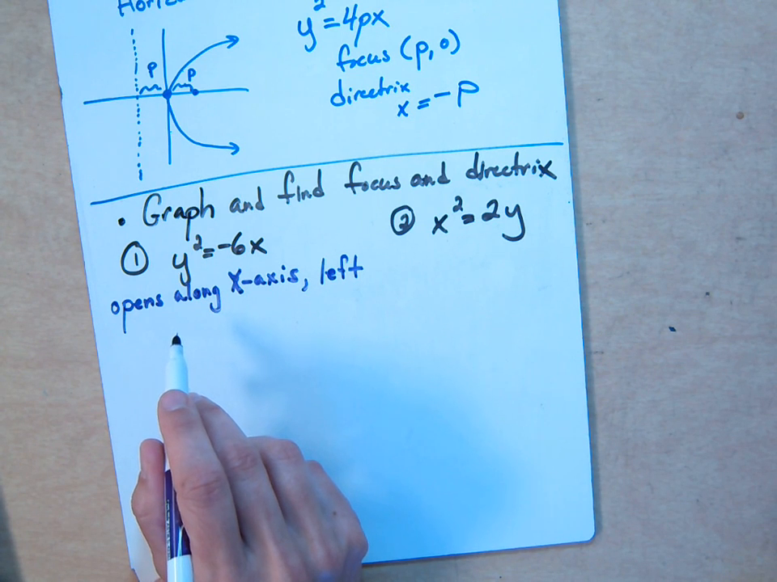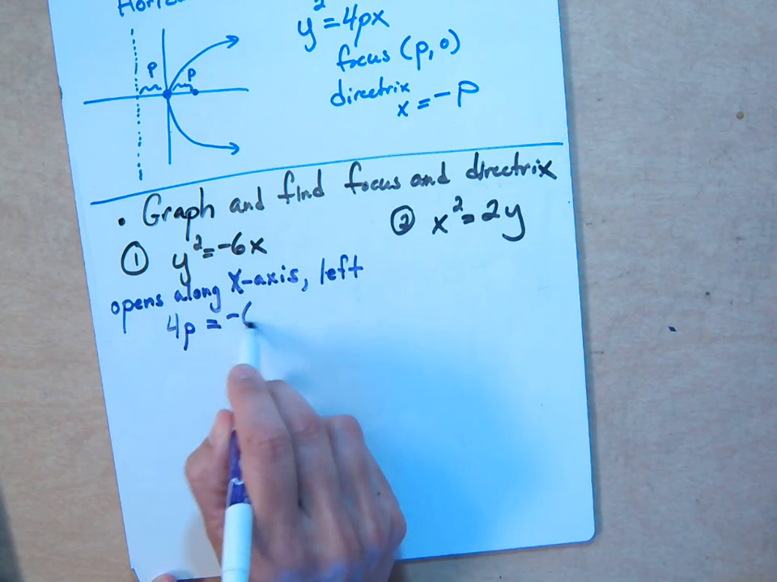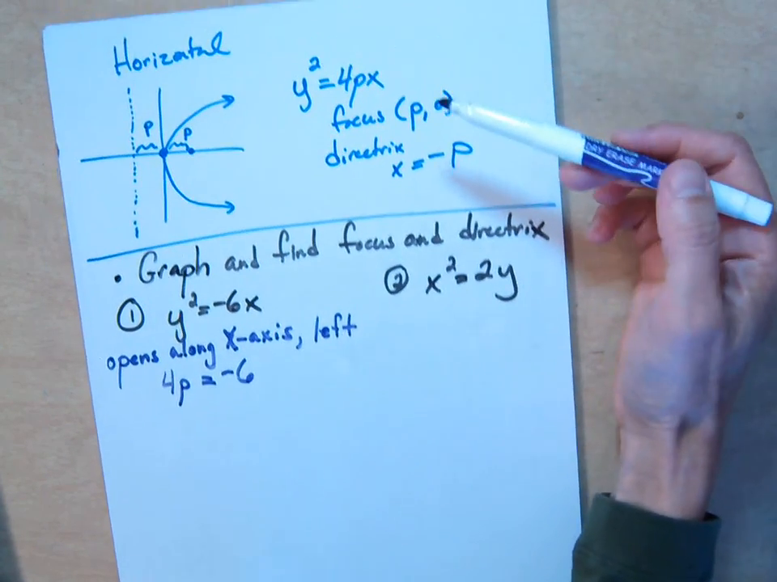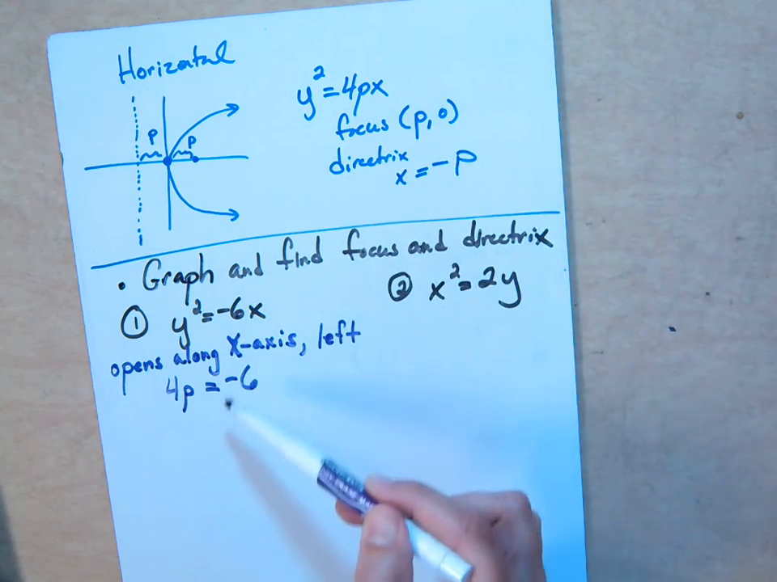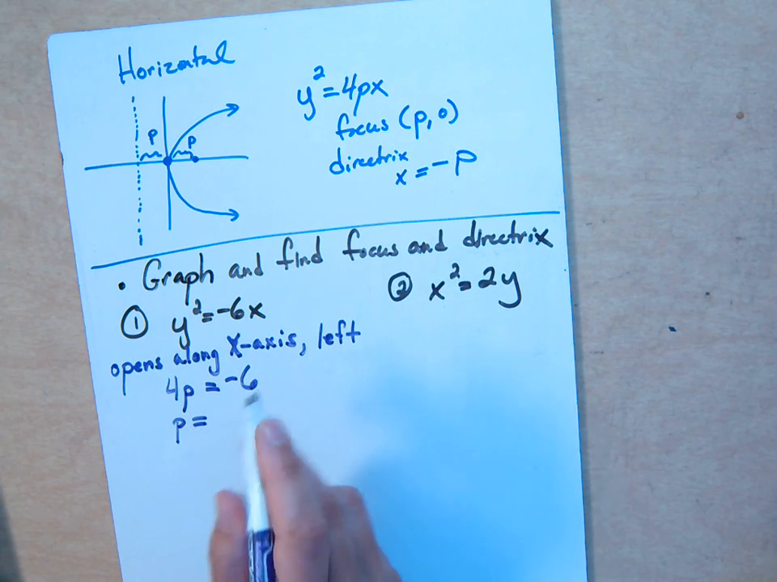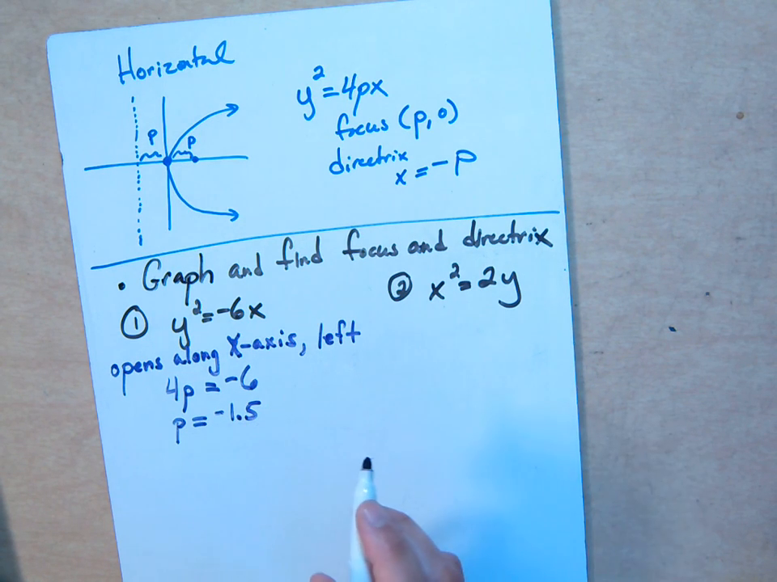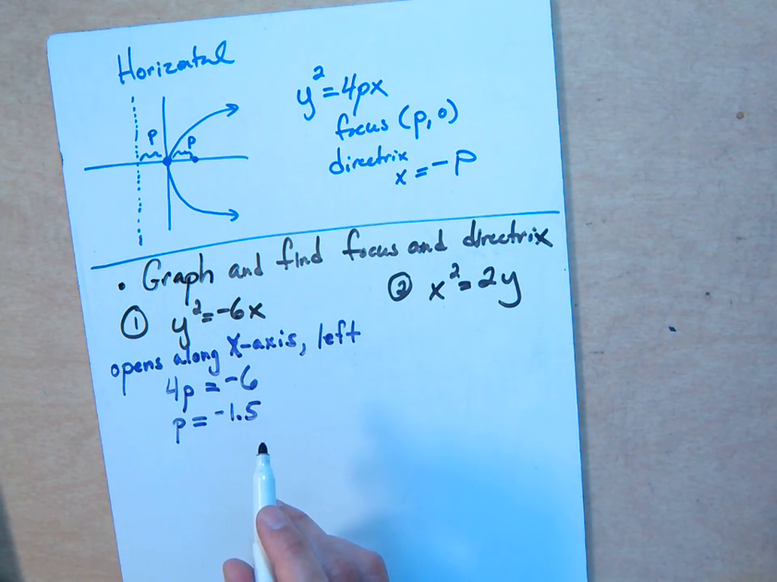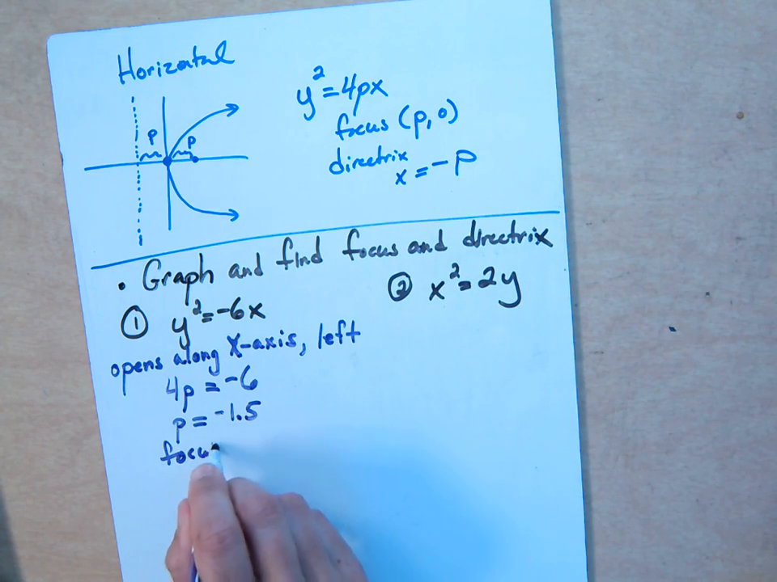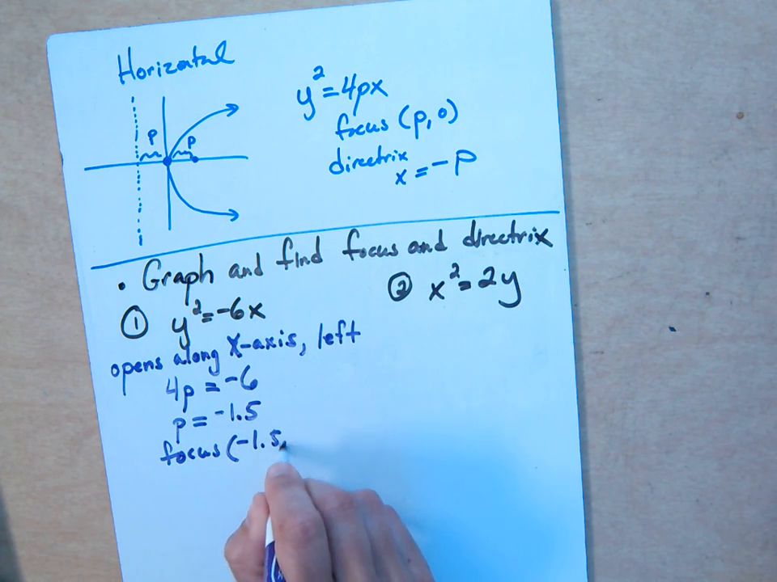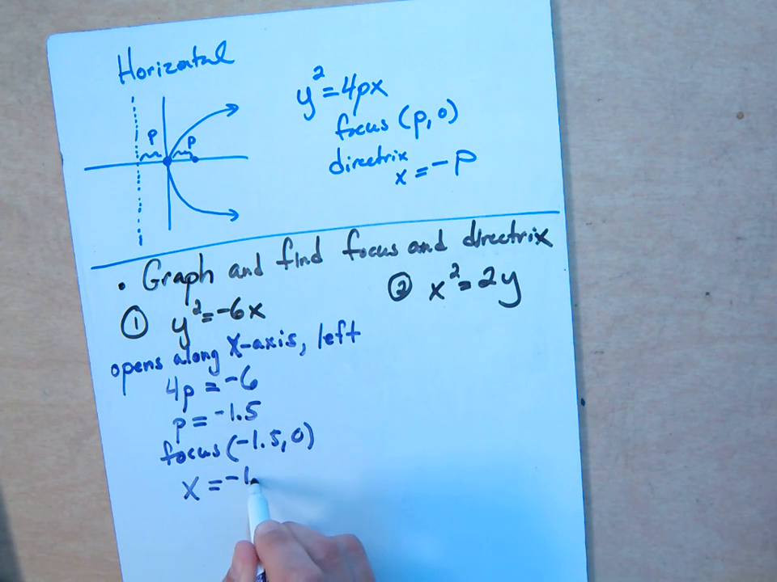So how far away is the focus and directrix? You just set 4p equal to whatever constant is here, because if you match this up with this right here, you just set 4p equal to the constant. So p equals negative 3/2 or negative 1.5. So the focus is p, 0. The focus is at negative 1.5, 0 from the formula, and the directrix is at x equals negative 1.5.